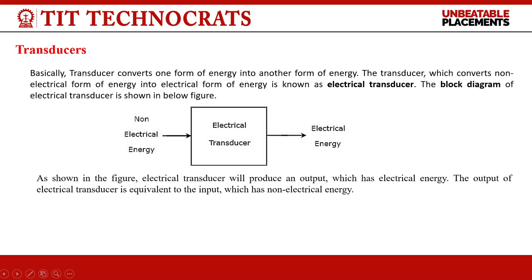Our first topic is transducer. Basically, a transducer converts one form of energy into another form of energy. The transducer which converts non-electrical form of energy into electrical form of energy is known as an electrical transducer. The block diagram of an electrical transducer is shown in the figure below. As shown in the figure, the electrical transducer will produce an output which has electrical energy. The output of the electrical transducer is equivalent to the input which has non-electrical energy.